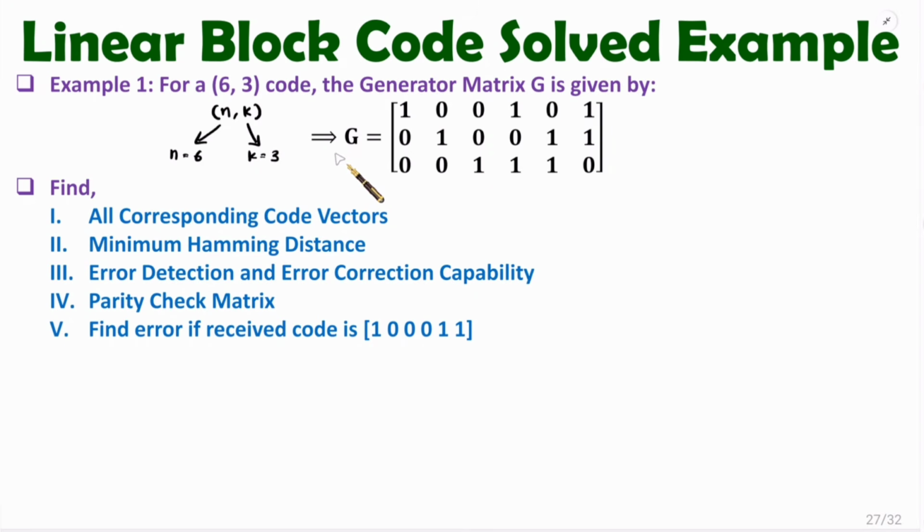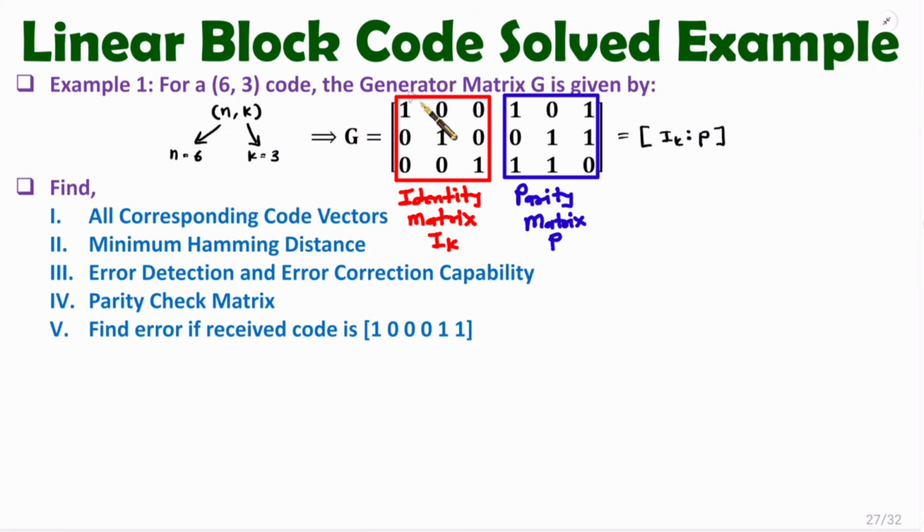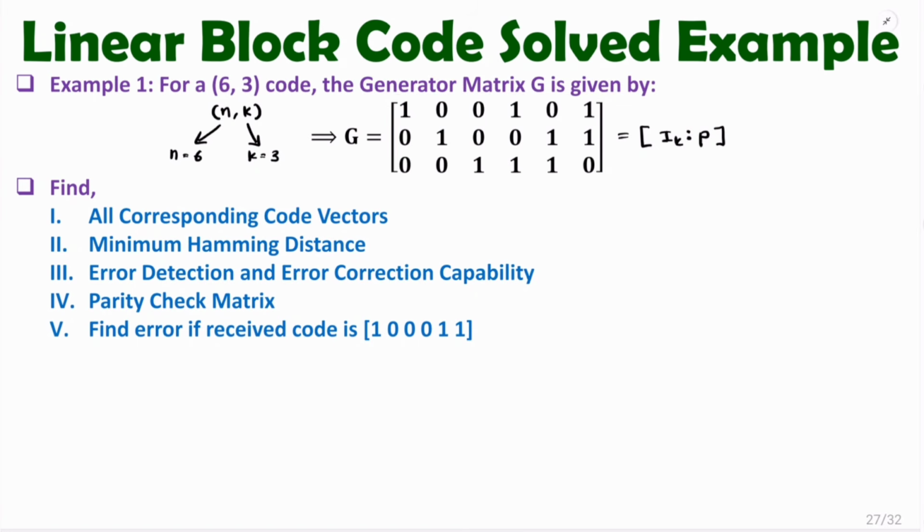First of all, you need to understand what is a generator matrix. See, the generator matrix is a combination of an identity matrix and a parity matrix. So if you observe, we have 3 rows and 6 columns. If you observe this portion, then this portion belongs to the identity matrix. In the identity matrix, we have ones diagonally and other bits are zeros. And over here we have the parity matrix. So first of all, one should know what is a generator matrix. See, the generator matrix is a combination of an identity matrix and a parity matrix.